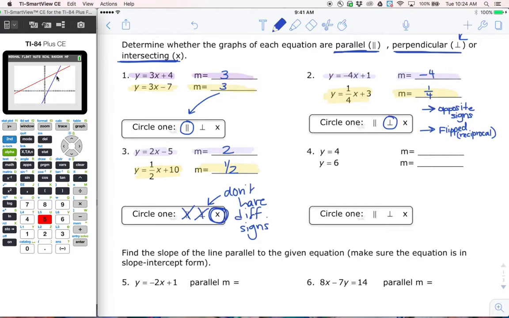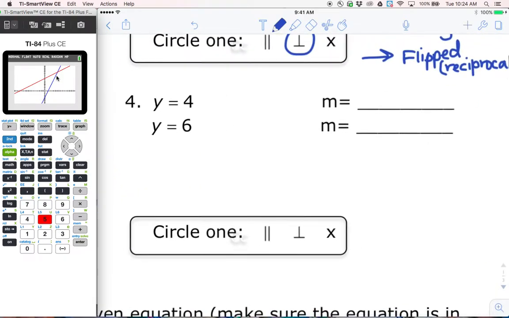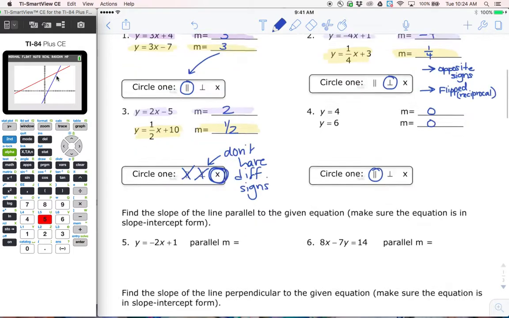Okay, finally, let's look at number 4. In number 4, we have y equals 4 and y equals 6. Now, hopefully you guys know that this graph would look something like that, right? And the other one would be the same thing, but it's just higher. So that means our slope is horizontal, which means a slope of 0 for both of these, right? Because I don't have x values in either of them. So that means my slopes are 0. Since the slopes are the same, they're parallel. All right, let's move on.